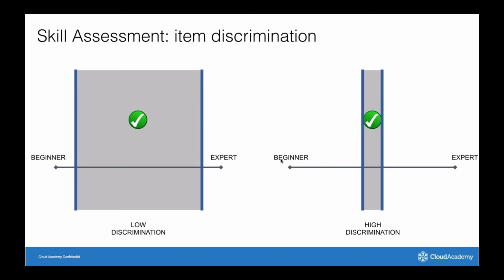Rather, if a question has a high discrimination, it means that it is formulated in a way that, whether you answer correctly, we know that your skill is above the question level. Whether you answer wrongly, we know that your skill is below this question level.